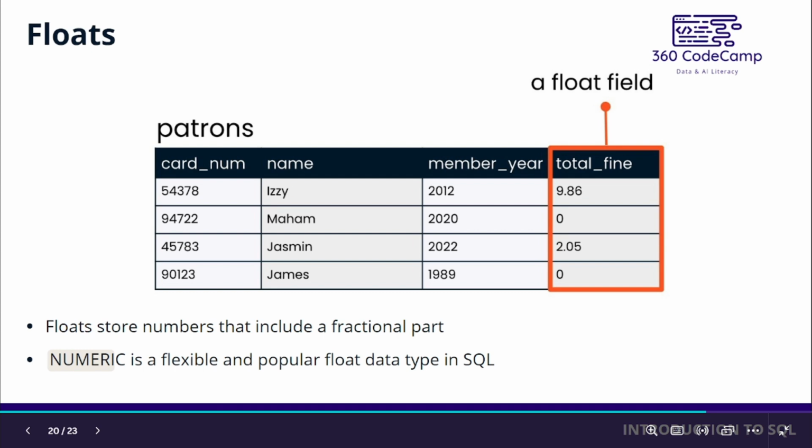Now, let's talk about floats. These are numbers with a fractional part, like the $2.05 that Jasmine owes in fines. SQL has several data types for floats depending on how precise you need to be. For example, the numeric data type can store up to 38 digits, which is perfect for fields requiring a high level of accuracy.